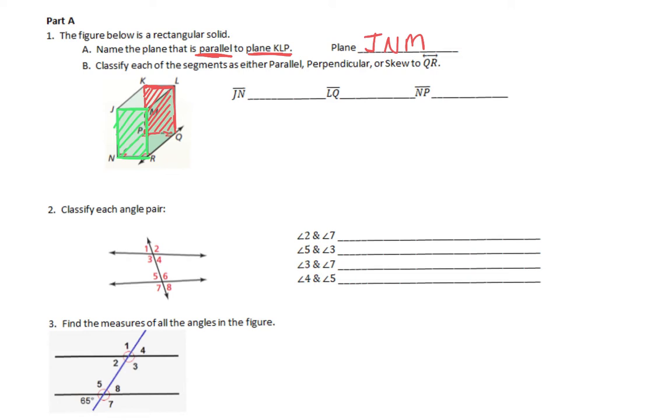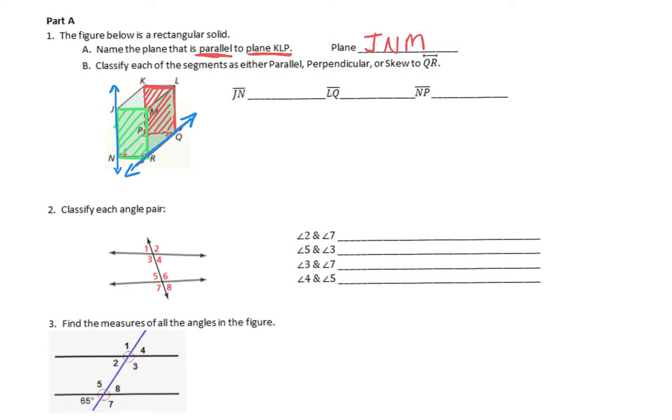Part B says classify each of the segments as parallel, perpendicular, or skew to line QR. So what I'm going to do is find QR. What's up, QR? How you doing? There it is. There's QR, and we want to compare that to line JN first. So let's compare that to line JN. All right, so check out those 2 lines, and let's see.